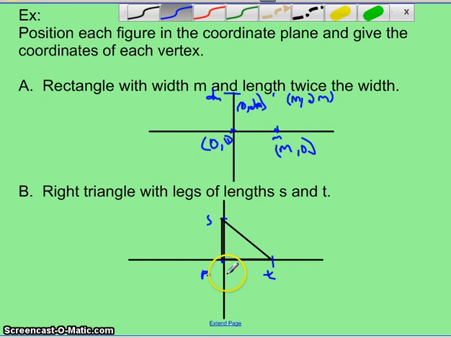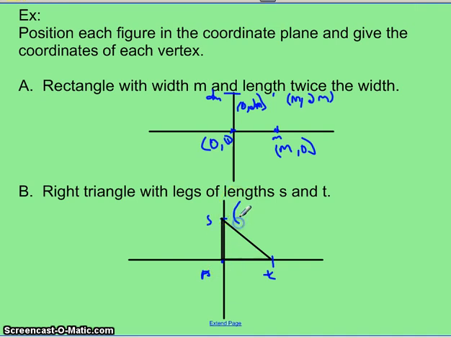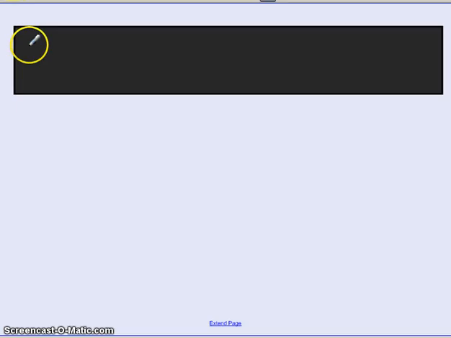Let's list the coordinates. If I go straight up S, that would be 0, S. If I go straight over T, that would be T, 0. And the origin, as always, is 0, 0. So we're just coming up with the coordinates of each vertex, and we're calling that good.